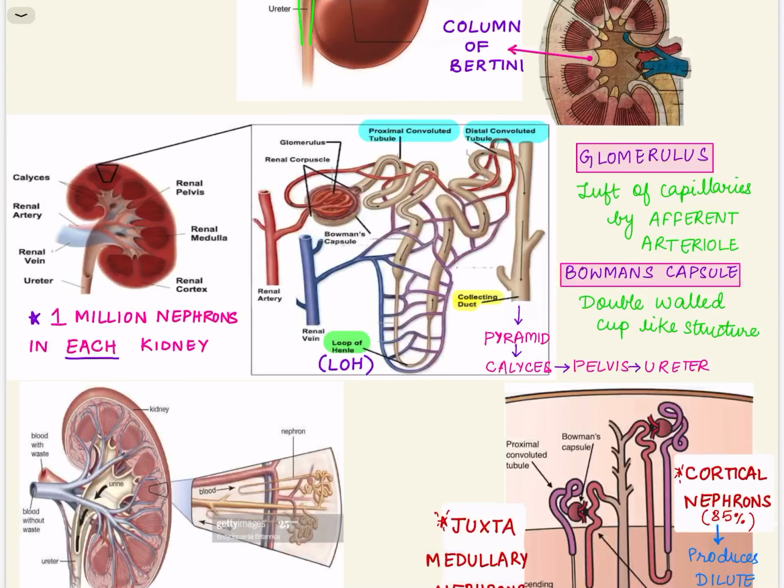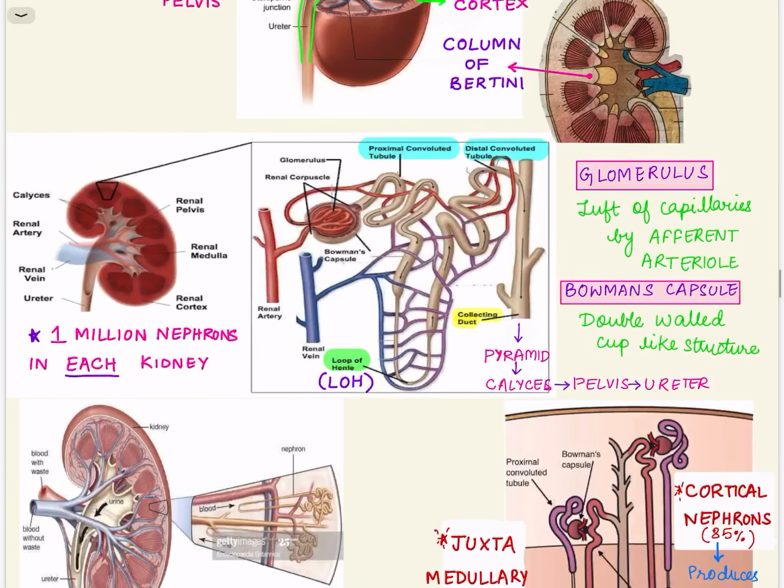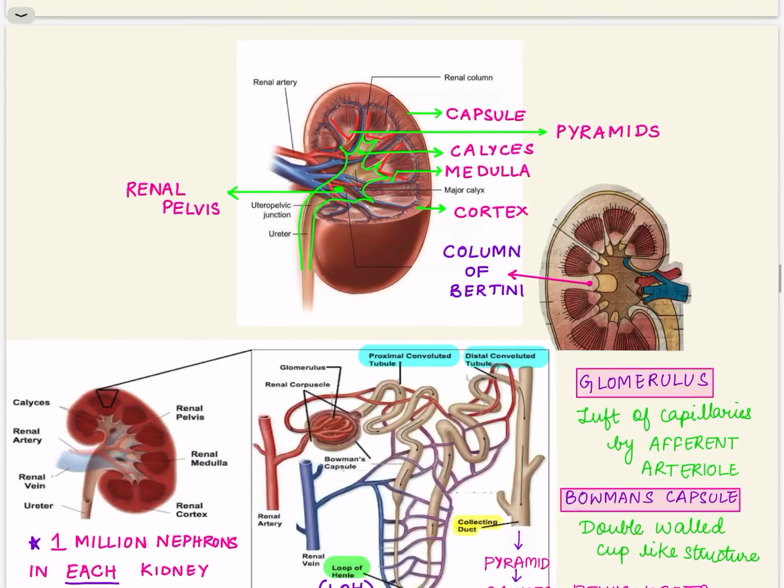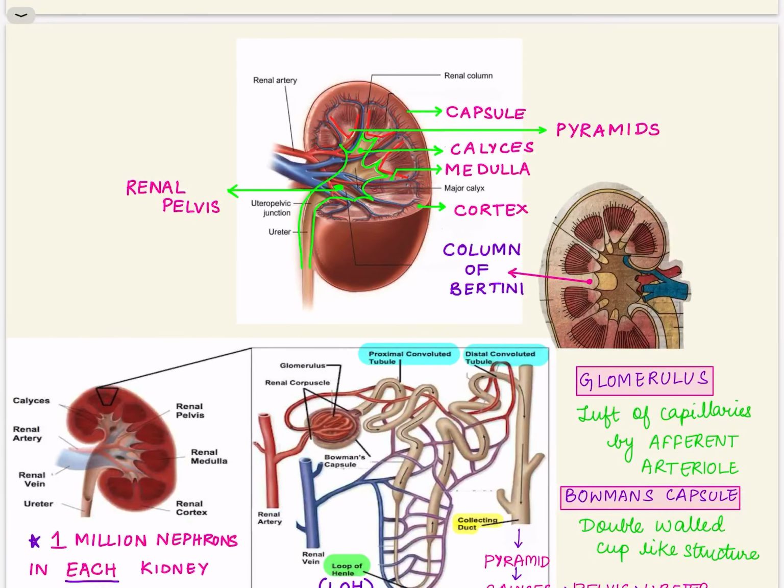Next, coming to the structure of the nephron. Before we learn about the structure of the nephron, there is something called columns of Bertini. So what is this column of Bertini? It is just the extension of the cortex in between the medullary pyramids. So the cortex extends in between the medullary pyramids, which is given the name columns of Bertini.